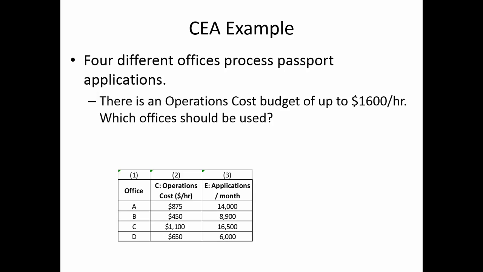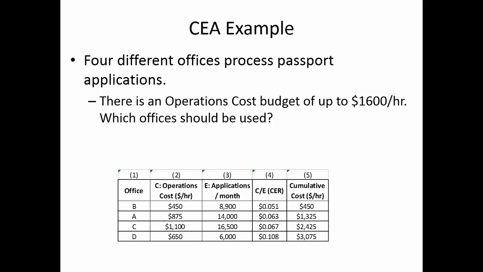So what we can do as our next step is do a ratio of C to E, the cost to effectiveness. And it looks here that Office B is the most efficient, because what we want is the lowest number possible. The lowest number says it's the number of dollars per application. And so it only costs 5.1 cents for every application that is reviewed for Office B.